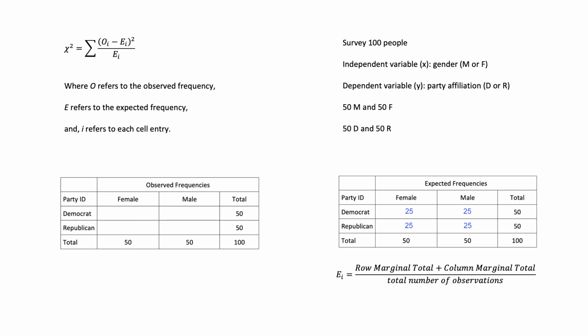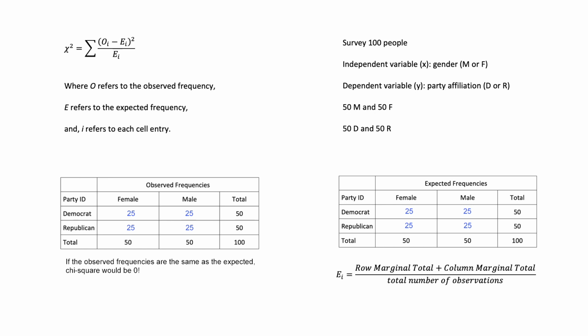Before we actually look at calculating chi-squared, though, let's just assume that our observed frequencies perfectly matched our expected frequencies. That is, if our observed table had 25 female Democrats, 25 female Republicans, 25 male Democrats, and 25 male Republicans, the difference between our observed frequencies and our expected frequencies would be 0.